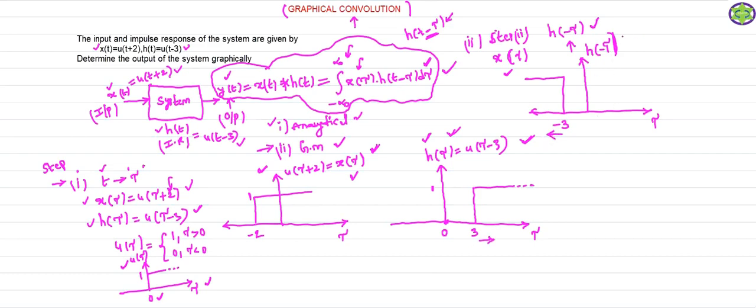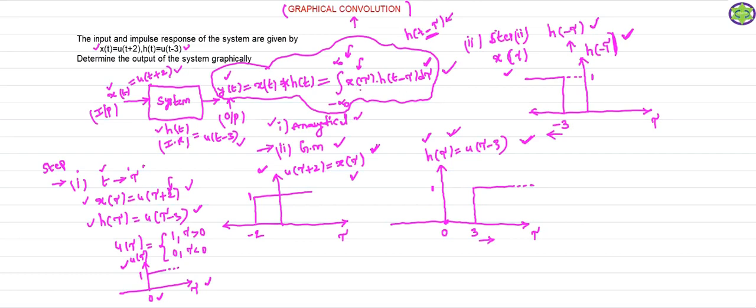So if you do the folding operation, your h of minus tau is defined for tau less than -3. Whenever tau is less than -3, its magnitude is 1. This is your h of minus tau. Step number 2 is completed. So very simple. I want x of tau multiplied by h of t minus tau.